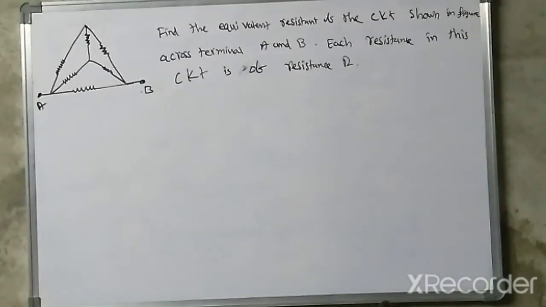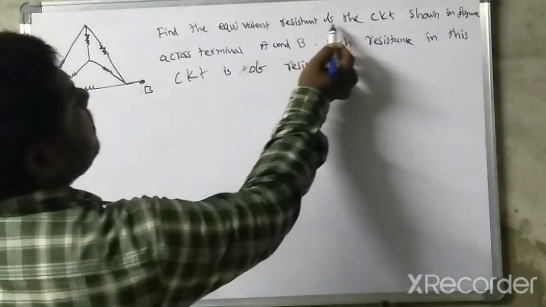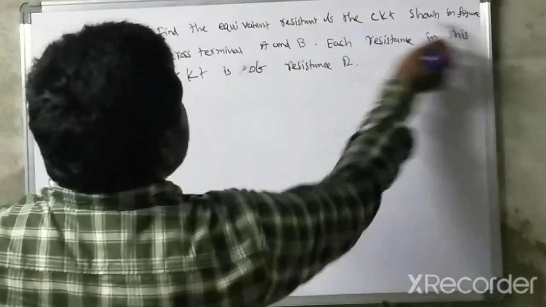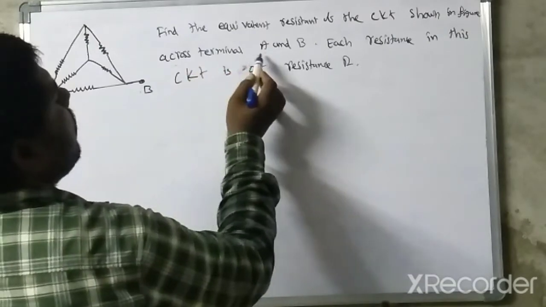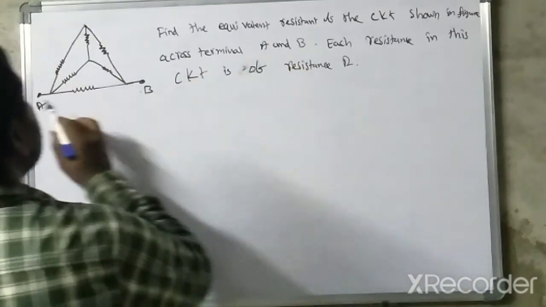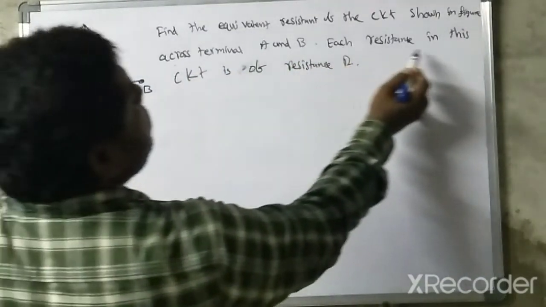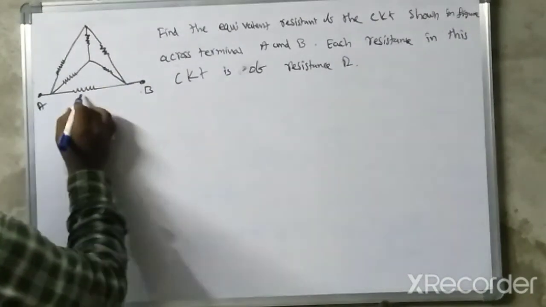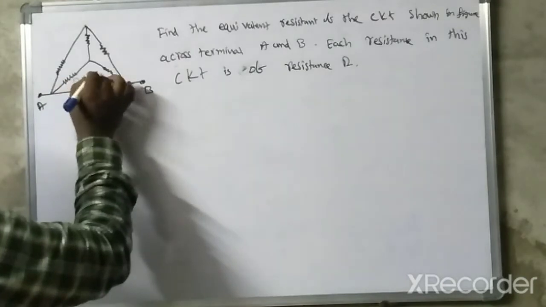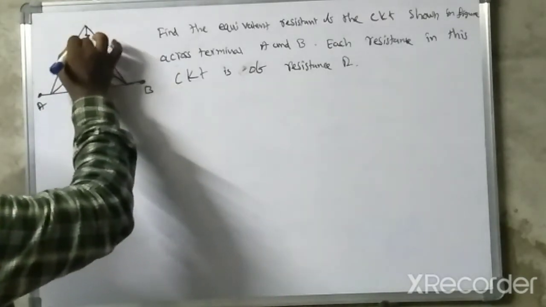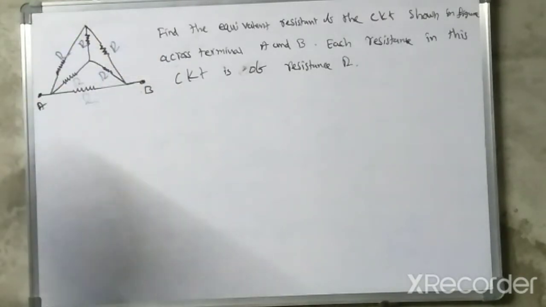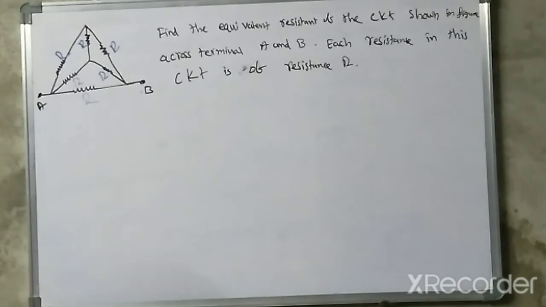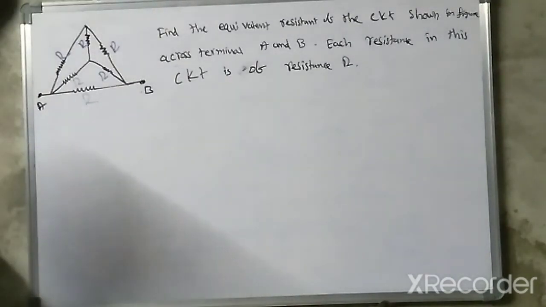Here another important model. Find the equivalent resistance of the circuit shown in the figure across terminals A and B. Each resistance in this circuit is of resistance R, this one also R, this one also R. So what they are asking here: the equivalent resistance between A and B.